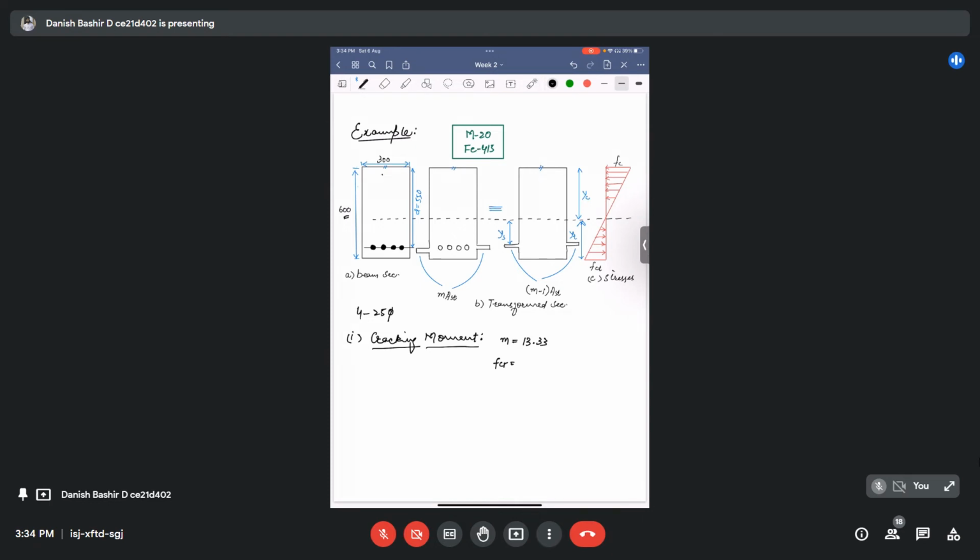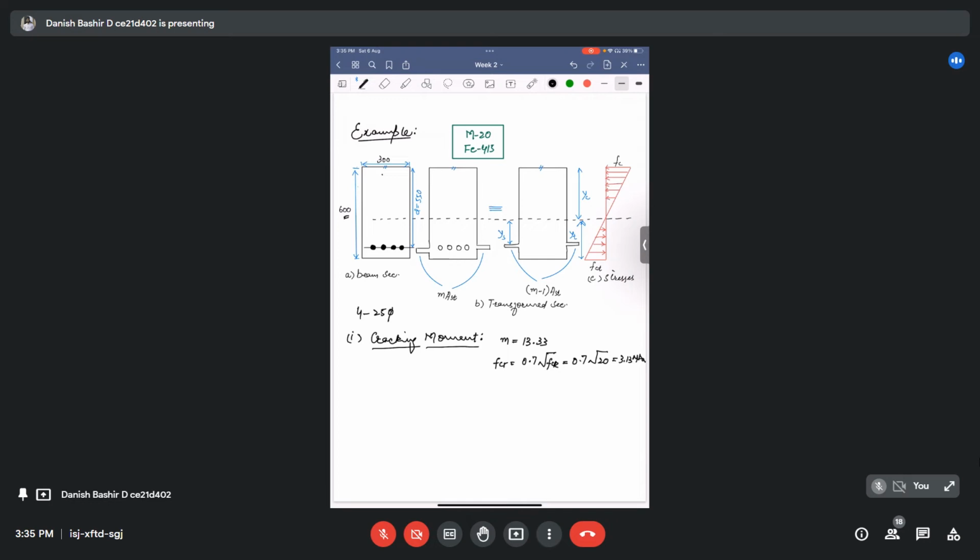For the modulus of rupture, the code gives an equation. It is equal to 0.7 times under root FCK, and FCK is given as 20. So 0.7 under root of 20. When we calculate this, it comes out to be 3.13.